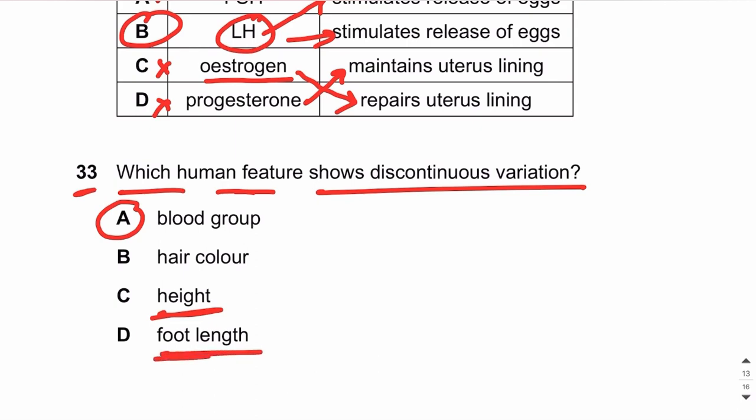If you talk about foot length, foot length also has many values, and sometimes you won't be able to distinguish between the foot lengths of two individuals. These foot lengths will appear similar, but they will be somewhat different. There will be small differences. So whenever there are small differences, variation is continuous, and whenever there are large differences, whenever you can easily distinguish, then that is discontinuous variation, and blood group belongs to discontinuous variation.